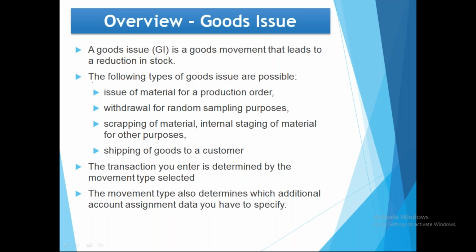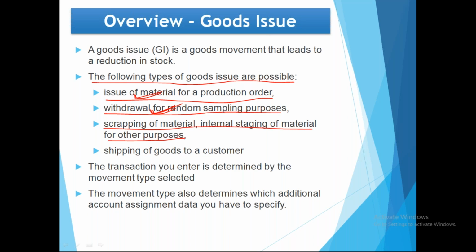So the following types of goods issue are possible, like issue of a material for a production order. Okay, so production department needs some material, so for that you will issue some material, so that is called issue. And withdrawal for random sampling purposes, that means the quality people will do the quality inspection. That time they need some material samples, so for that you will do goods issue.